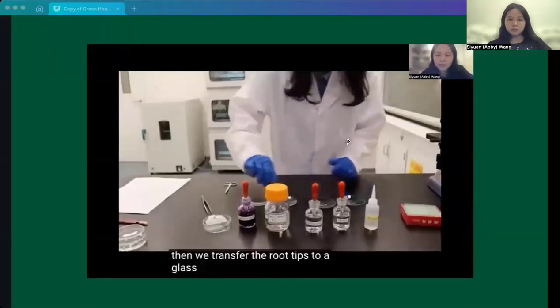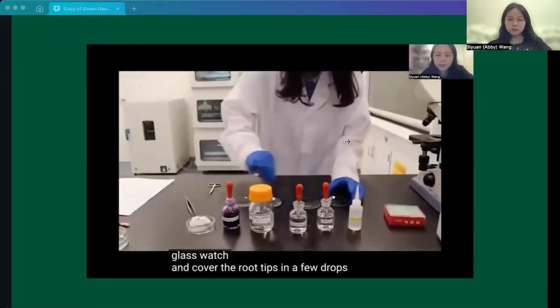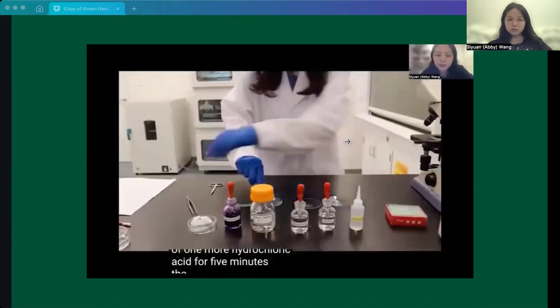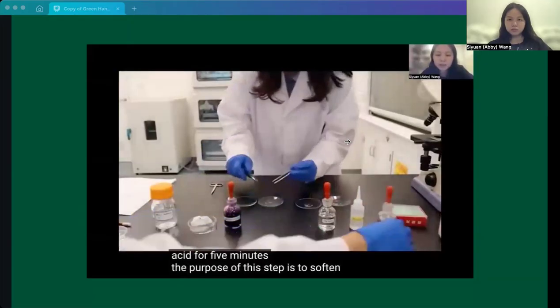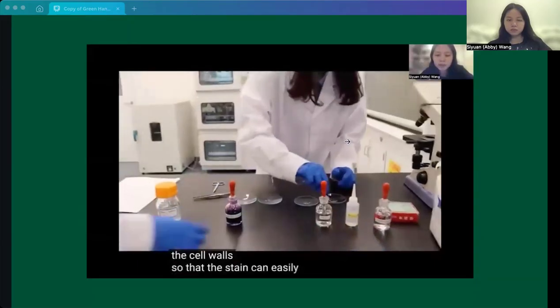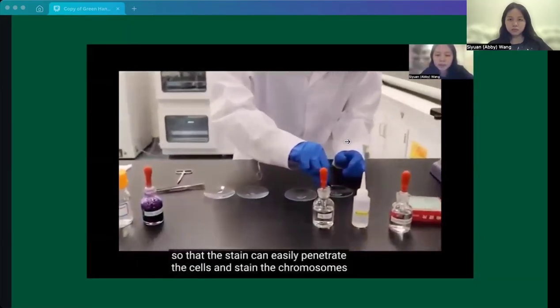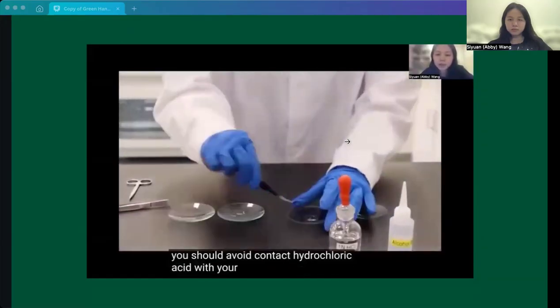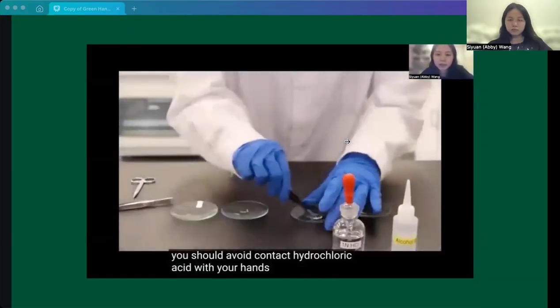Then we transfer the root tips to a glass watch dish and cover the root tips in a few drops of 1 molar hydrochloric acid for 5 minutes. The purpose of this step is to soften the cell walls so that the stain can easily penetrate the cells and stain the chromosomes. You should avoid contact of hydrochloric acid with your hands.